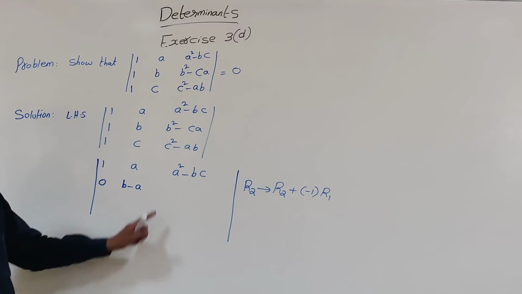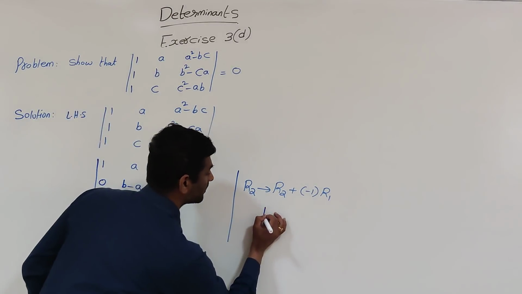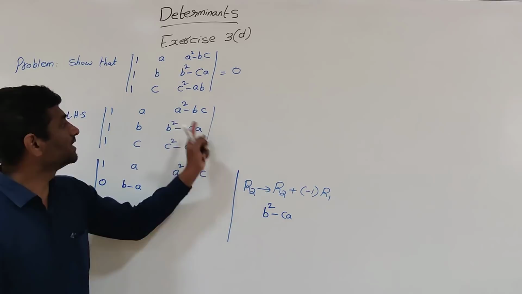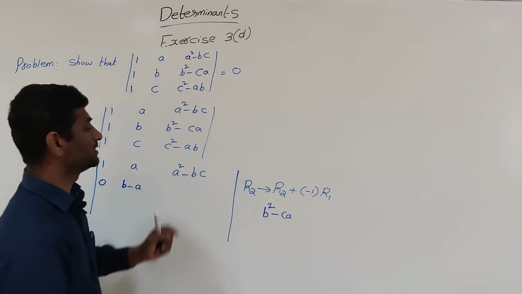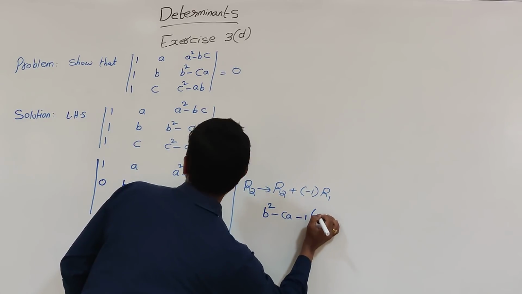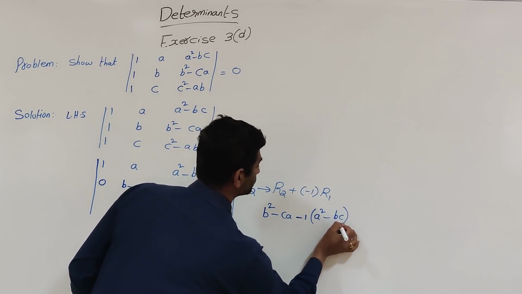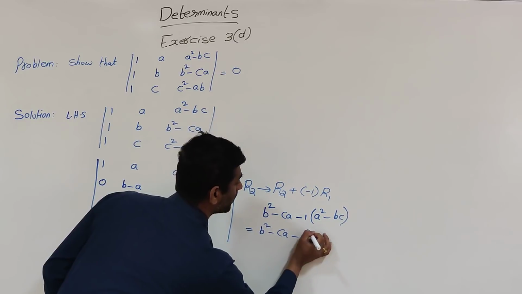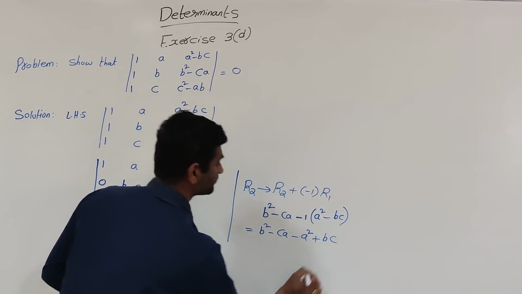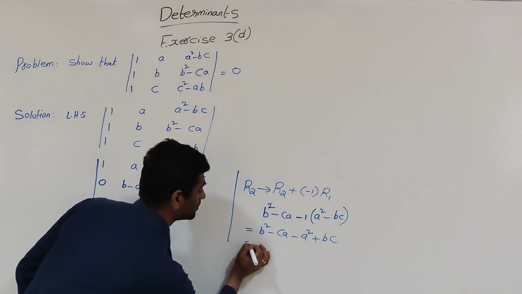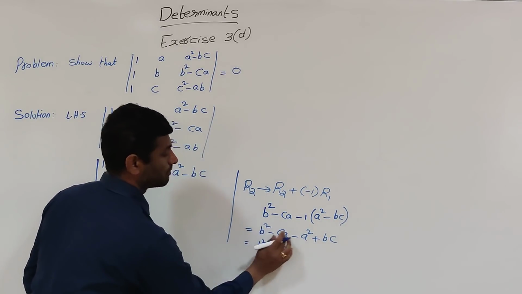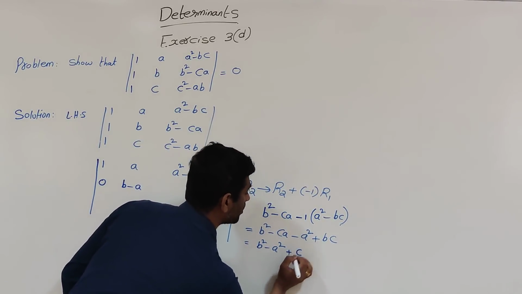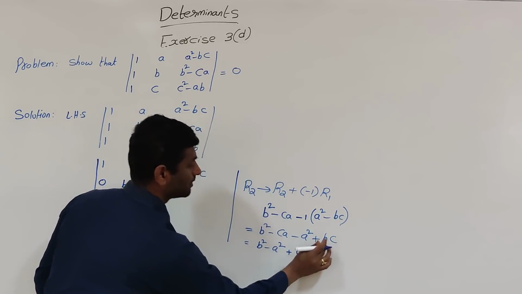Next, B square minus C square. So I am simplifying: B square minus CA, that is the element of row 2, plus minus 1 times A square minus BC. So minus 1 times A square minus BC. So what will be the value? B square minus CA minus A square, minus into minus plus BC. So B square minus A square minus CA plus BC. C is common here. If I write C as common, then it will be B minus C.